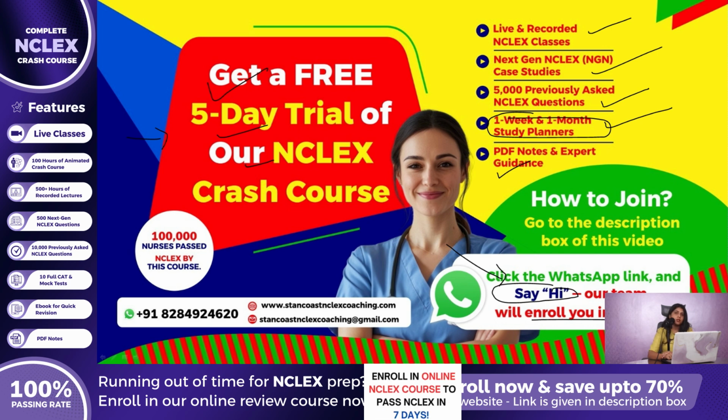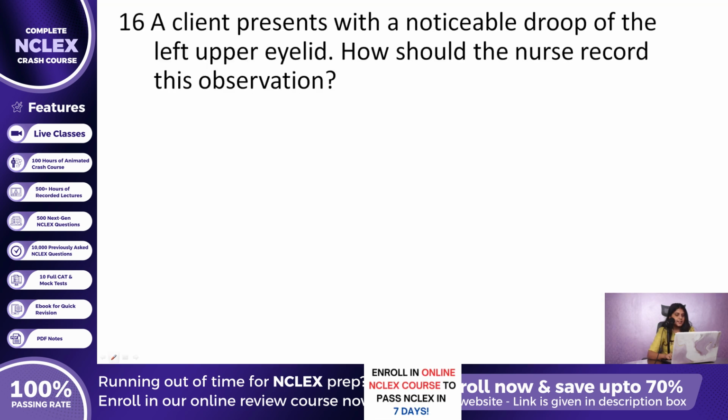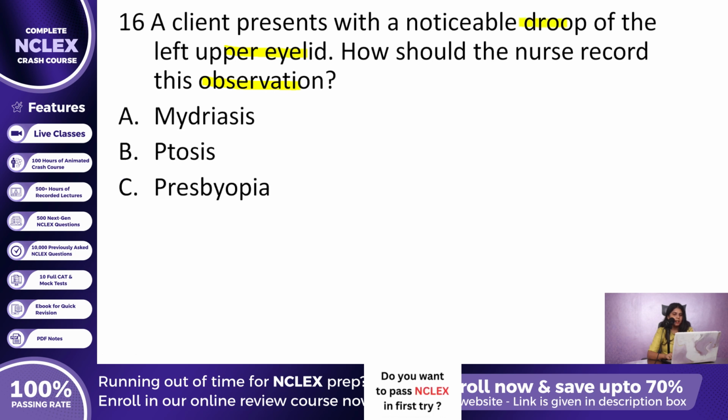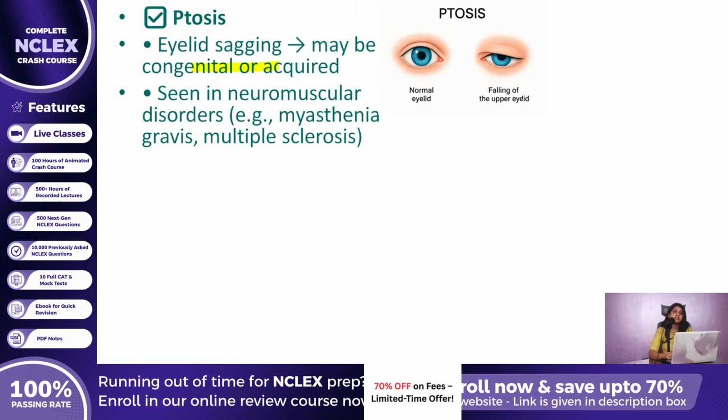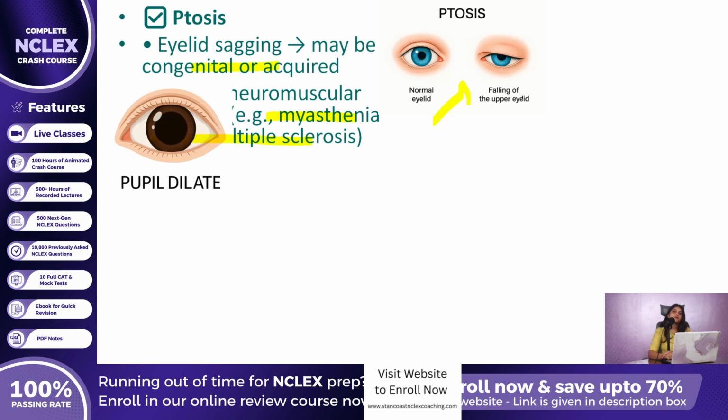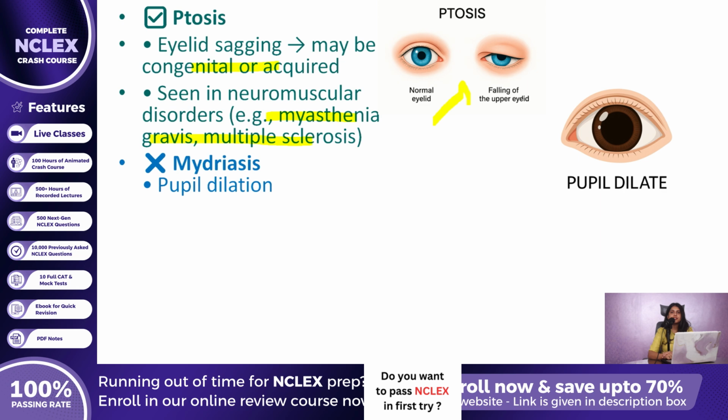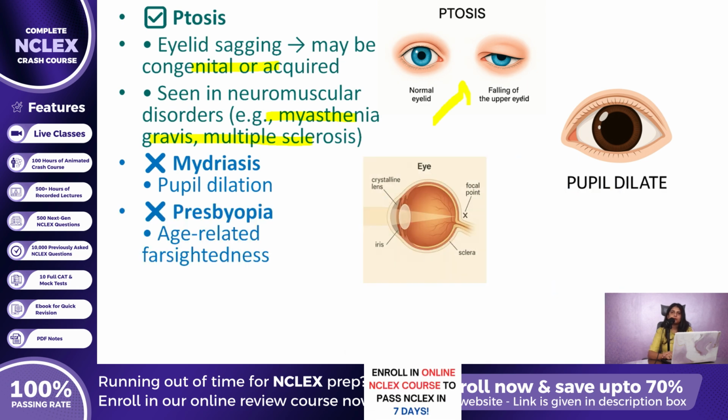All right, let's proceed to the next question. To begin with, question 16 asks, a client presents with a noticeable droop of the left upper eyelid. How should the nurse record this observation? Here are the options. A. Mydriasis, B. Ptosis, C. Presbyopia, D. Hyphema. The correct answer is B. Ptosis. Ptosis denotes eyelid sagging and may be congenital or acquired, often seen in neurological disorders such as myasthenia gravis or multiple sclerosis, whereas mydriasis refers to pupil dilation, presbyopia to age-related farsightedness, and hyphema to bleeding in the anterior chamber of the eye.